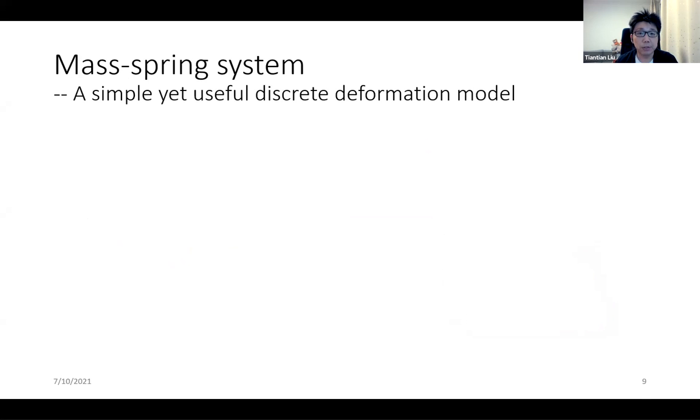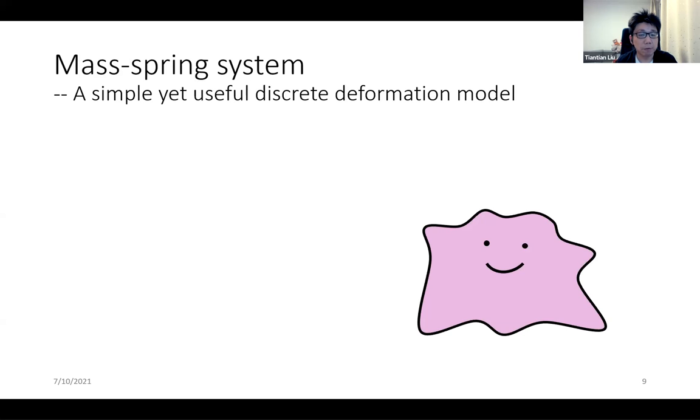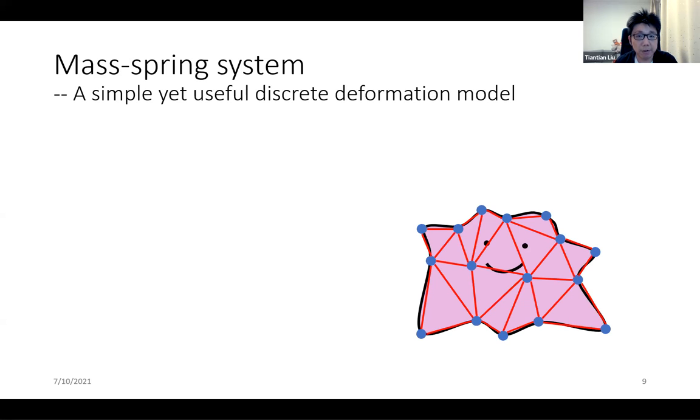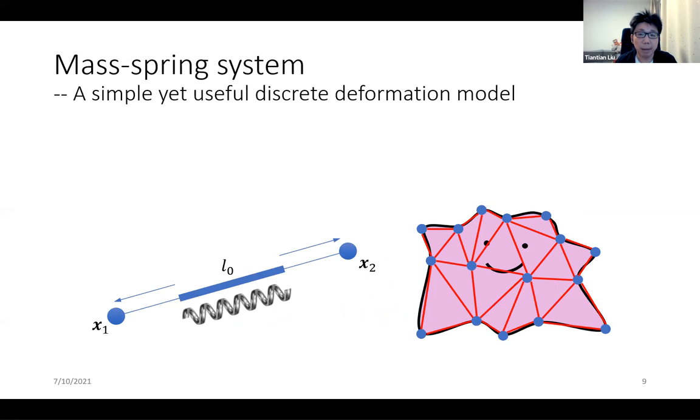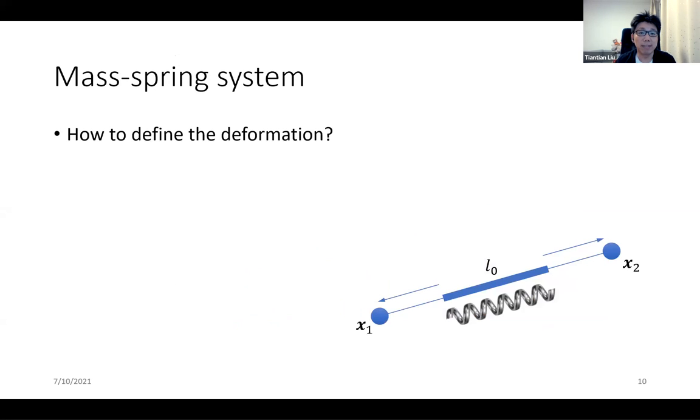The simplest approach to do this is to use a mass spring system, which is by default already a discrete system. When we get something deformable, we first denote it as a set of vertices with mass. We connect the nearby vertices with springs, and since every spring wants to go back to its original length, a mass spring system has a tendency to recover the deformed model into its rest pose. So in that case, describing the deformation of the object is equivalent to describing the deformation of the springs.